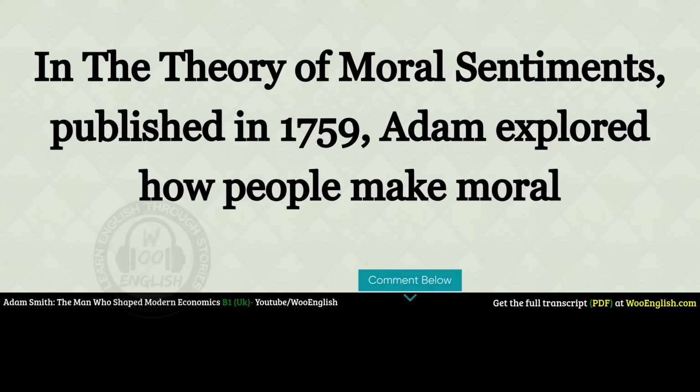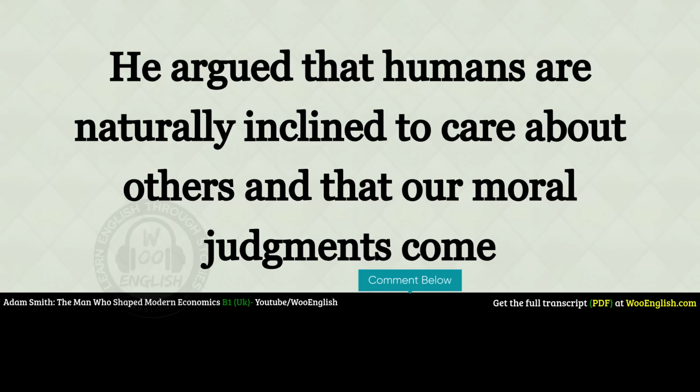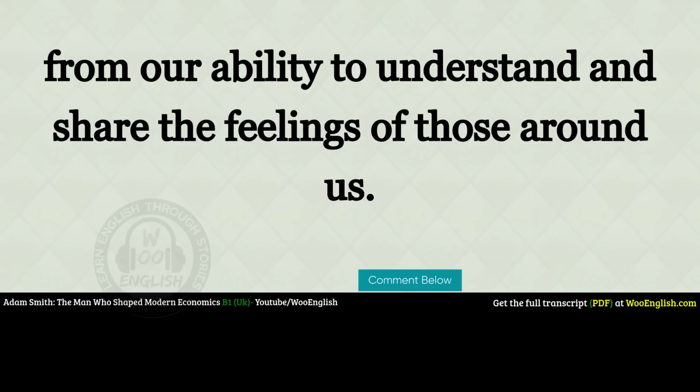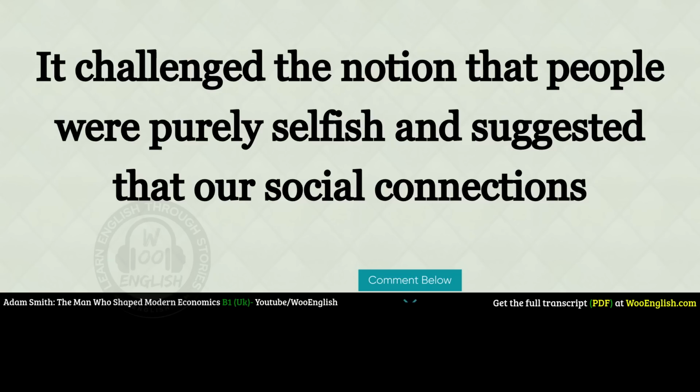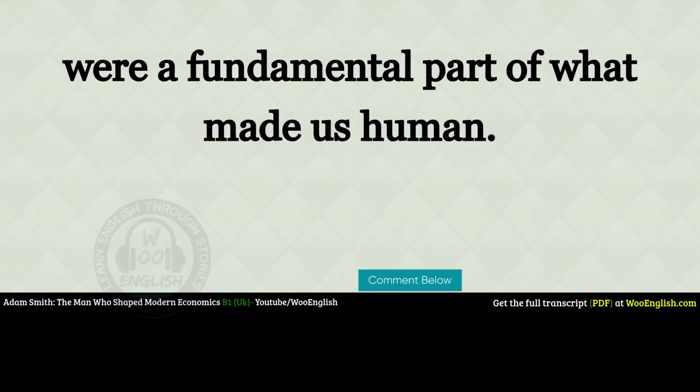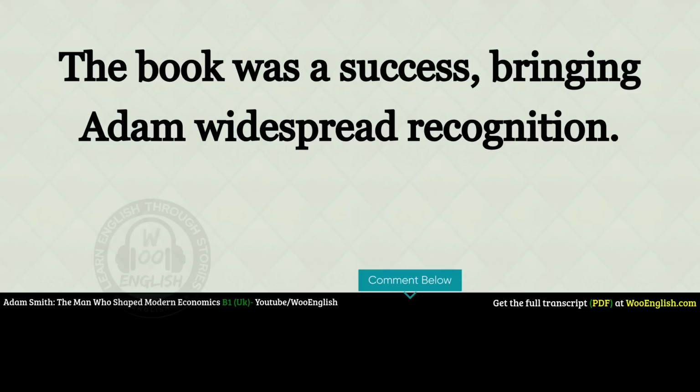In The Theory of Moral Sentiments, published in 1759, Adam explored how people make moral decisions. He argued that humans are naturally inclined to care about others, and that our moral judgments come from our ability to understand and share the feelings of those around us. This idea of sympathy was groundbreaking. It challenged the notion that people were purely selfish and suggested that our social connections were a fundamental part of what made us human. The book was a success, bringing Adam widespread recognition.